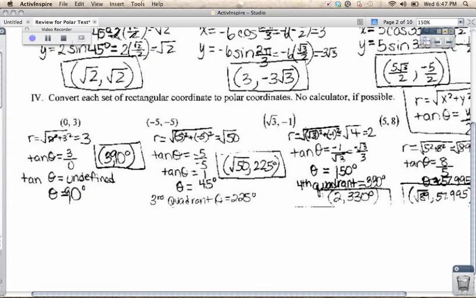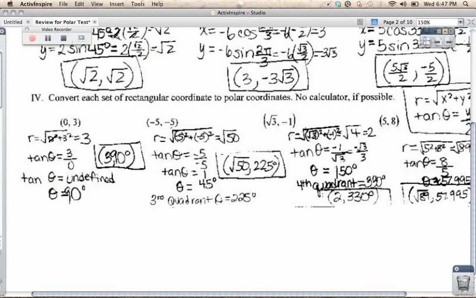Then I'm going to evaluate tan theta equals 3 over 0. Well, 3 over 0 is undefined. So you have to think on your unit circle, when is the tan of theta undefined? And that's going to be at 90 degrees. So 3 comma 90 is going to be my coordinate.